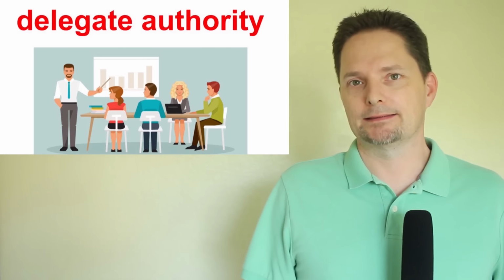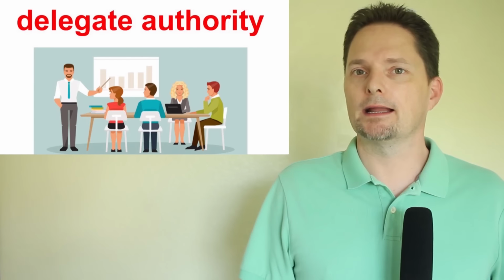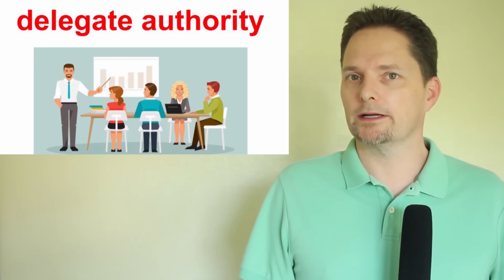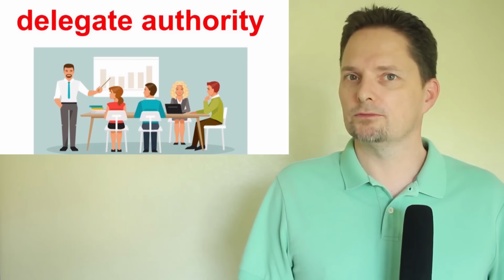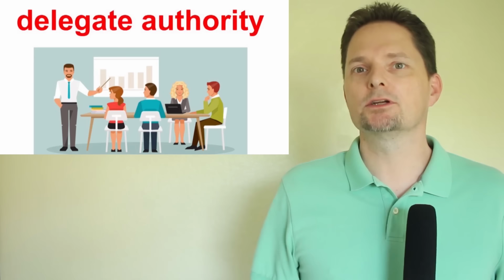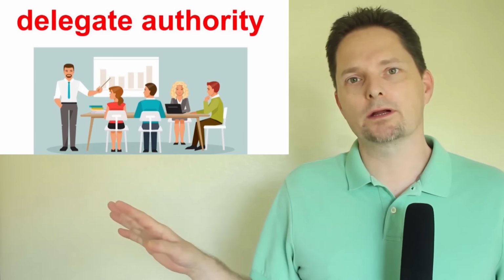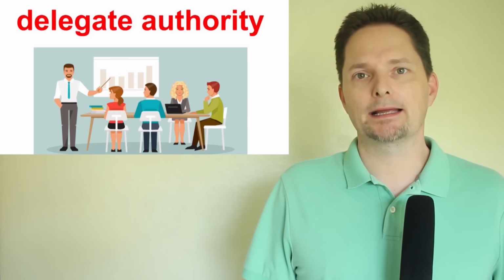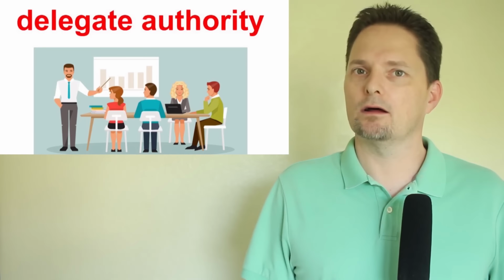Very good. Next example is delegate. Delegate is a verb. We use the long A. Delegate. The boss needs to delegate authority. He needs to tell different people what to do. He needs to give jobs to different people. He delegates authority. It's a verb, so we use the long A. A good manager knows how to delegate authority.